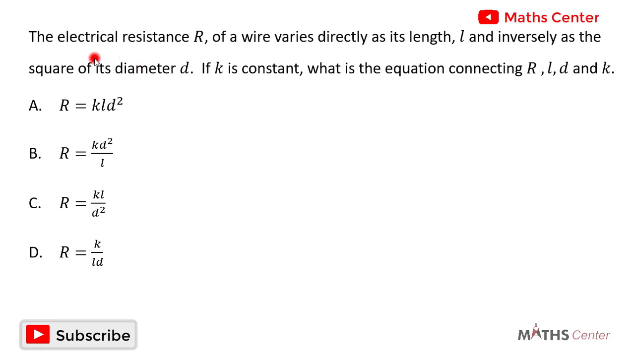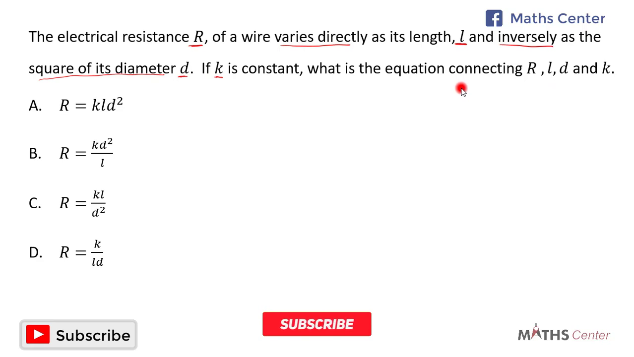It says that the electrical resistance of a wire, which is represented with R, varies directly as its length, which is represented with L, and inversely as the square of its diameter, which is represented with D. And the question also tells us that K is the constant of proportionality. We are going to find the equation that connects R, L, D, and K.